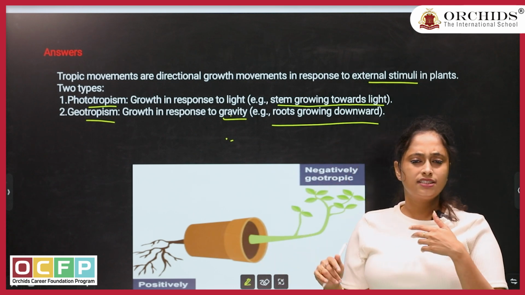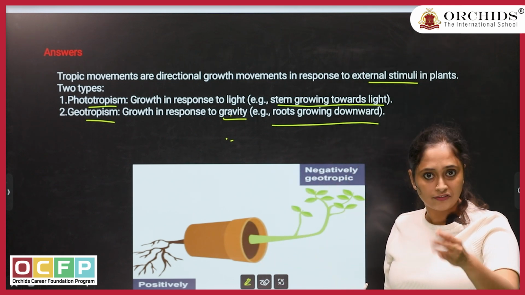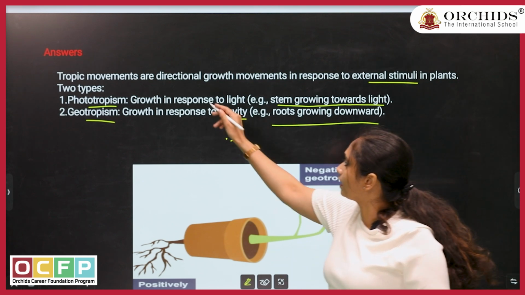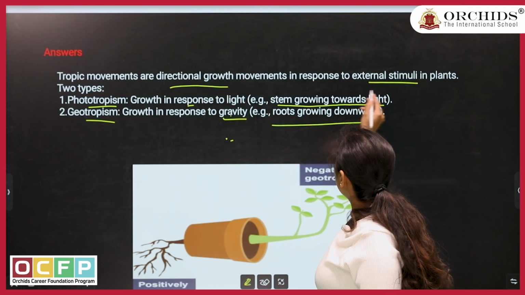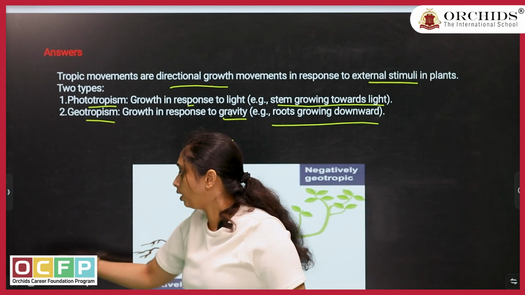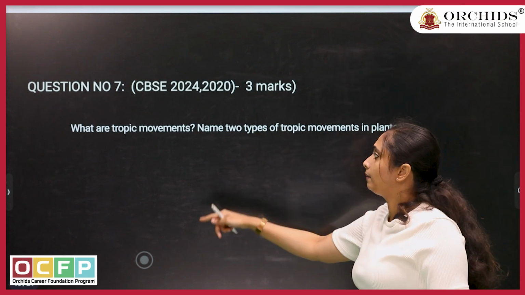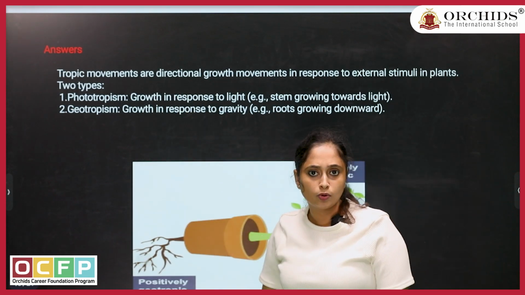But the question is a direct kind of question. The question directly asked to define or say what is tropic movement. We explain it is a directional movement in response to external stimuli. And the second part of the question was to name two types of tropic movement in the plant. So any tropic movement you can mention.